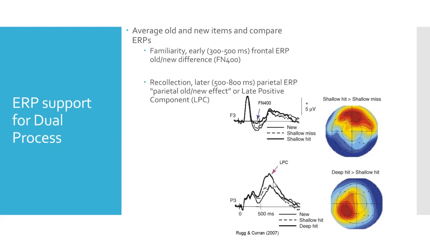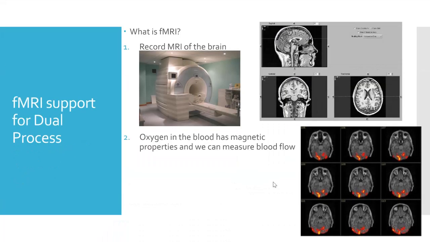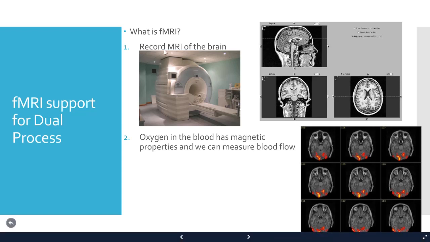So it can make some sense. Now, similarly, fMRI has produced some similar results. And so, what's an fMRI? fMRI is when you record an MRI of the brain, and you can determine what areas are active by looking at the blood flow in the brain.